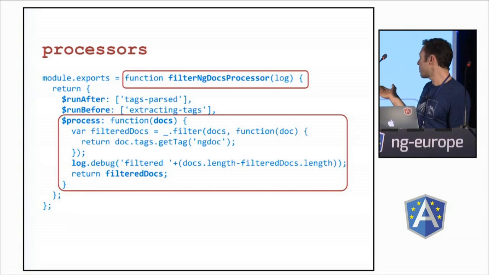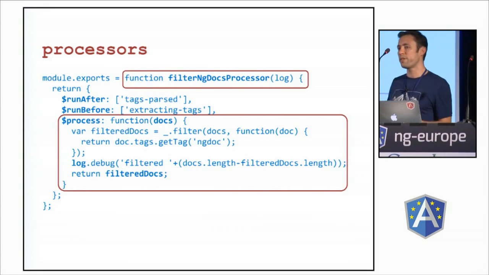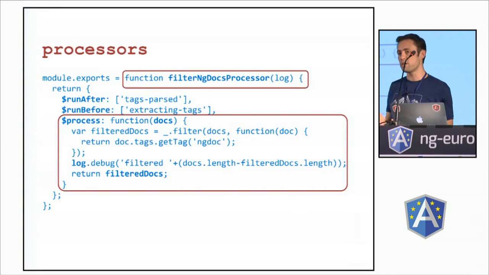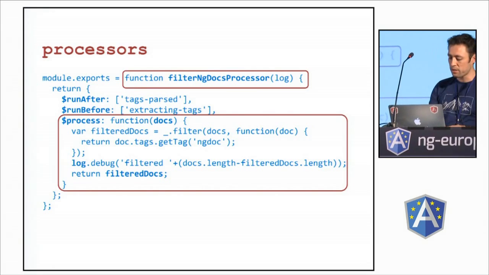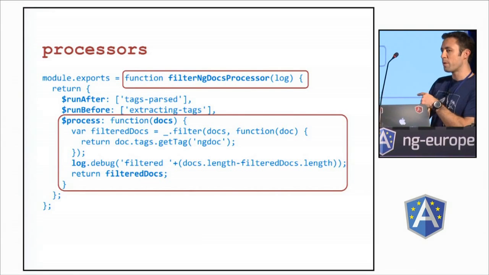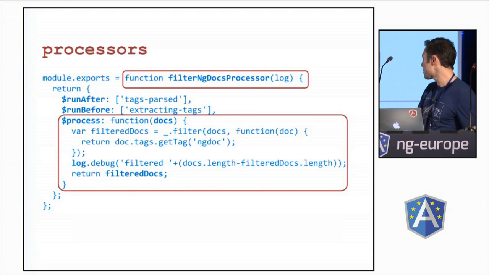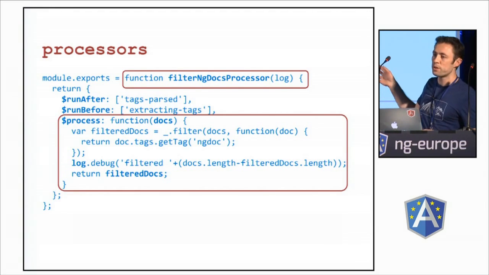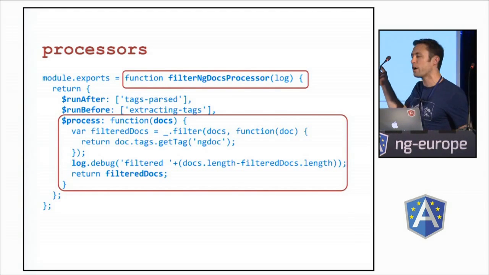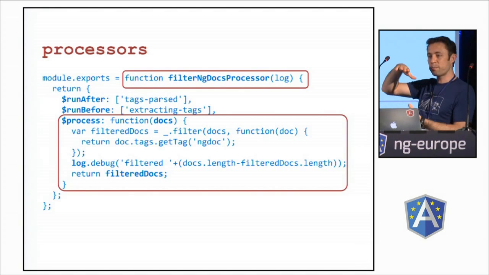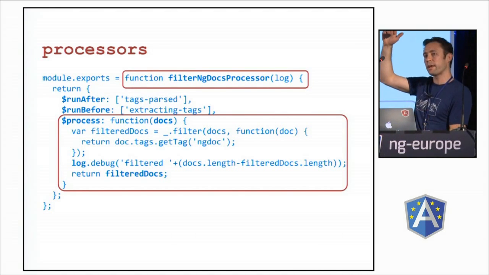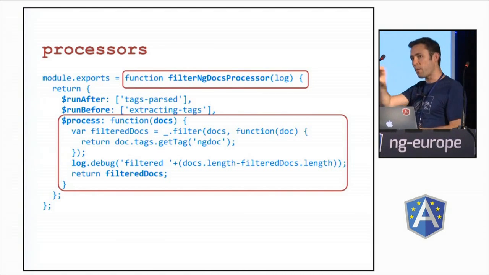In this case, what we're doing is filtering out all of the documents that don't have the ngdoc tag. This is something that actually occurs. That code's almost exactly what's used inside the setup for the AngularJS project. We've got other optional properties as well, and you can see here runAfter and runBefore. This allows us to position our processor within the pipeline. So Dgeni uses those to work out where the processor goes.